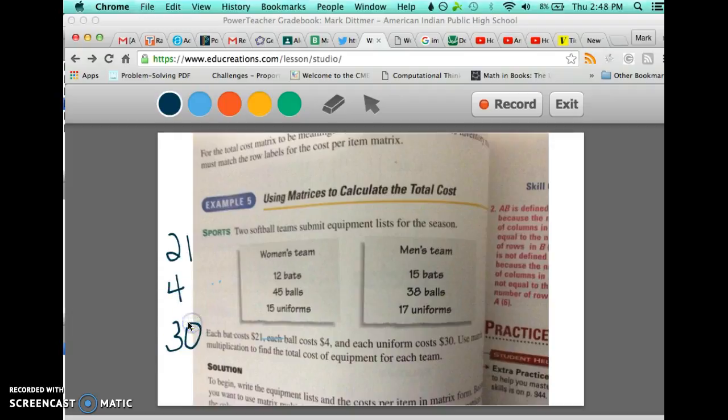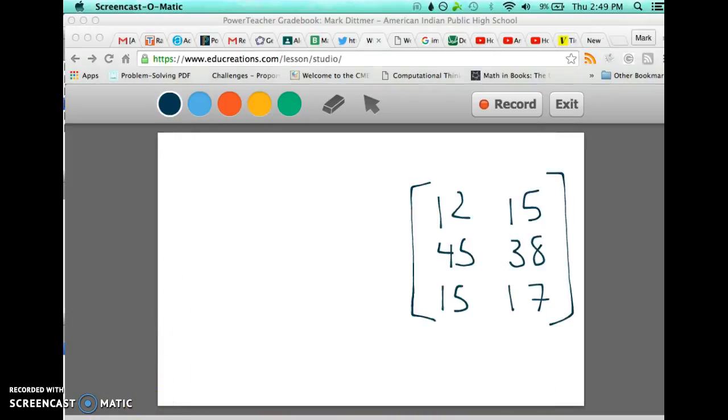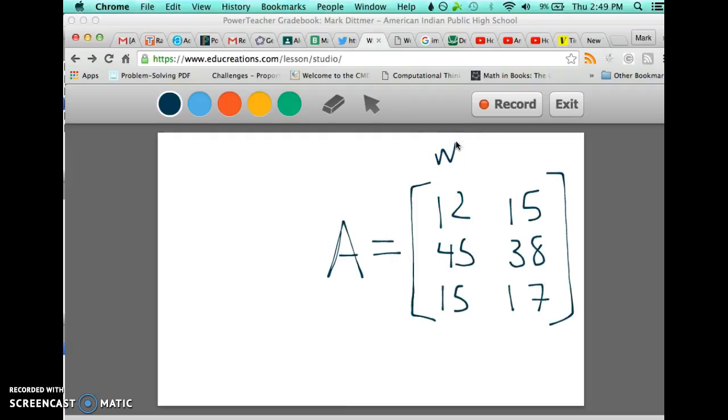All right, let's try to transfer that information over into a matrix. The 21, 4, and 30 need to get multiplied by the quantities. Quantity times price equals how much each costs. So this was given to me in the problem, and I'll call this matrix A. It had the women's quantities and the men's quantities. And to be able to multiply this effectively, let's think about what kind of matrix it is. It has 3 rows and 2 columns.